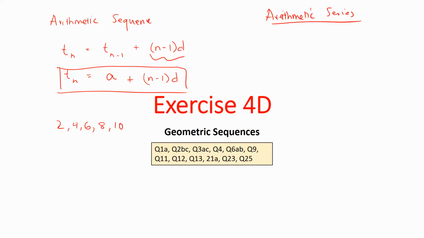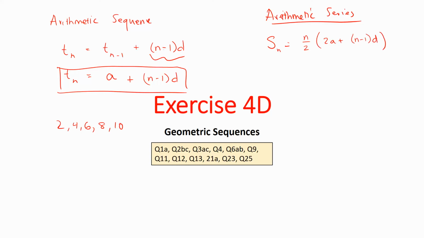What was the formula again? Yes, Jamie? Sn equals n on 2 bracket 2a plus bracket n minus 1 d.